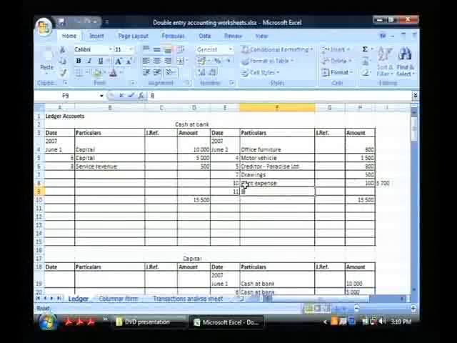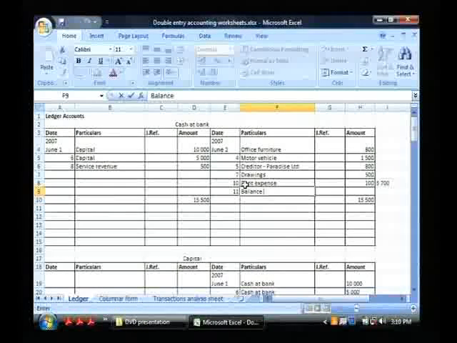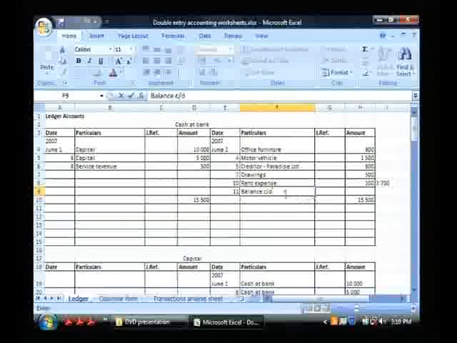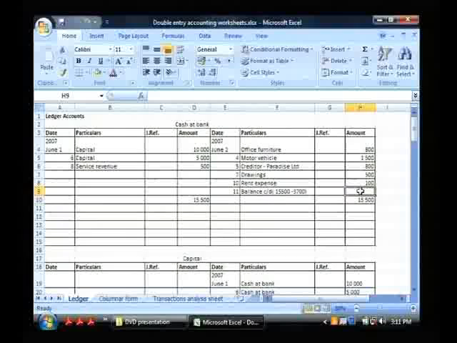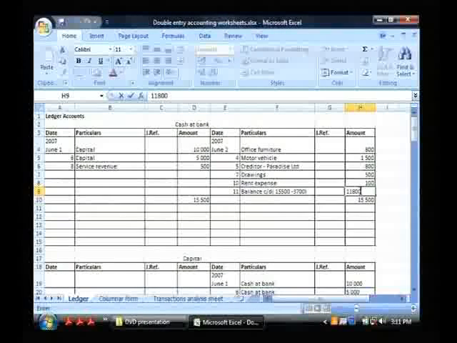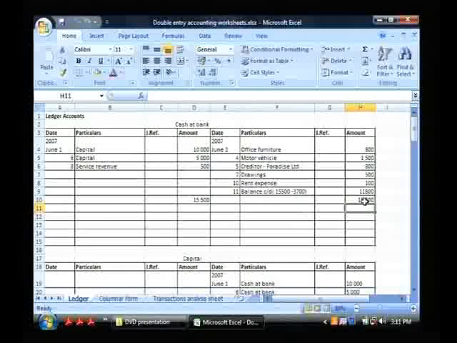So here you write balance and it is the balance carried down. It is written like this, CD. Balance CD means balance carried down. So then it is equal to 15,500 minus 3,700. The difference between these two is 11,800. So 11,800 is the balance in this case.